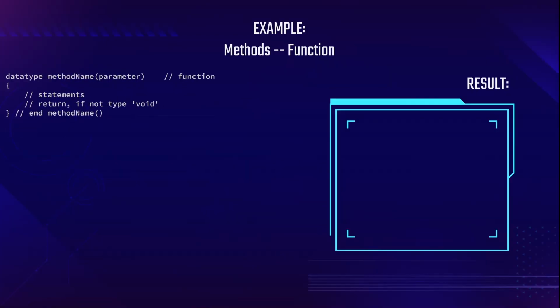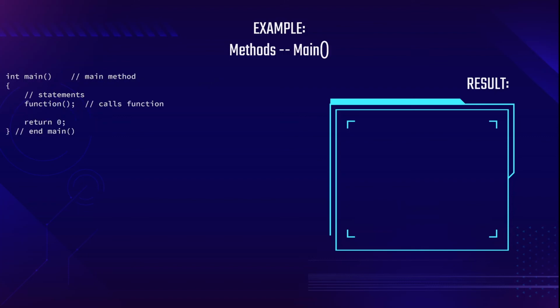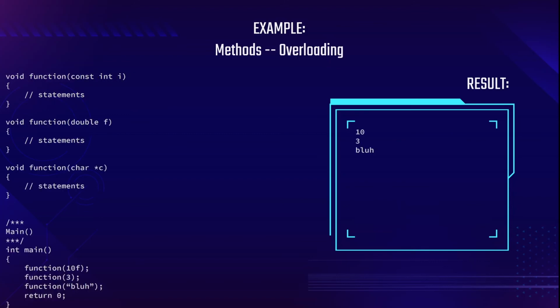So, let's talk about just a method. Have whatever the data type is going to be, the method name, and a parameter if we want to pass it. That's the function itself. We write whatever statements, and unless the data type is void, we have to write a return. So, the main method. Main methods in C++ are ints. We write the statement, you can execute a function by calling it, and we just return 0, and then we end main. Let's talk about overloading.